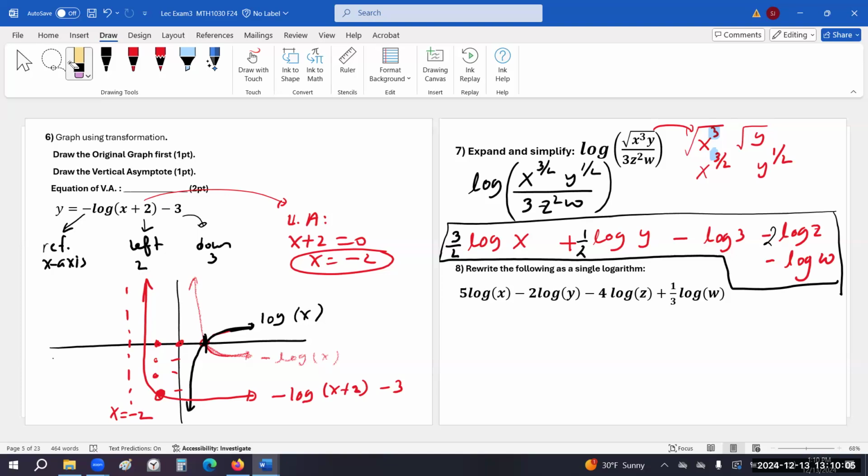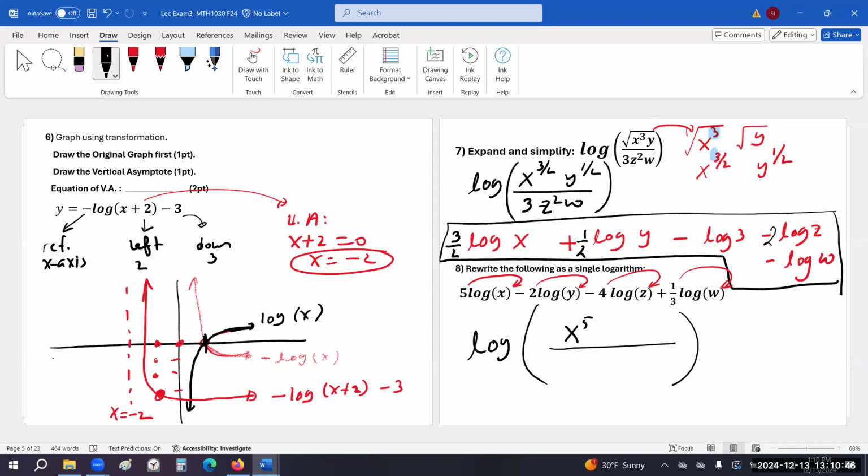The next one is the reverse version of the previous one. Every coefficient becomes a power, and then you put them together based on their sign. So 5 goes as a power, 2 goes as a power, 4 goes as a power, 1/3 goes as a power. So we have a big log, something on the top, something on the bottom. Now the first term doesn't have any sign, which means it's a plus sign. So we have x to the 5 on the top.